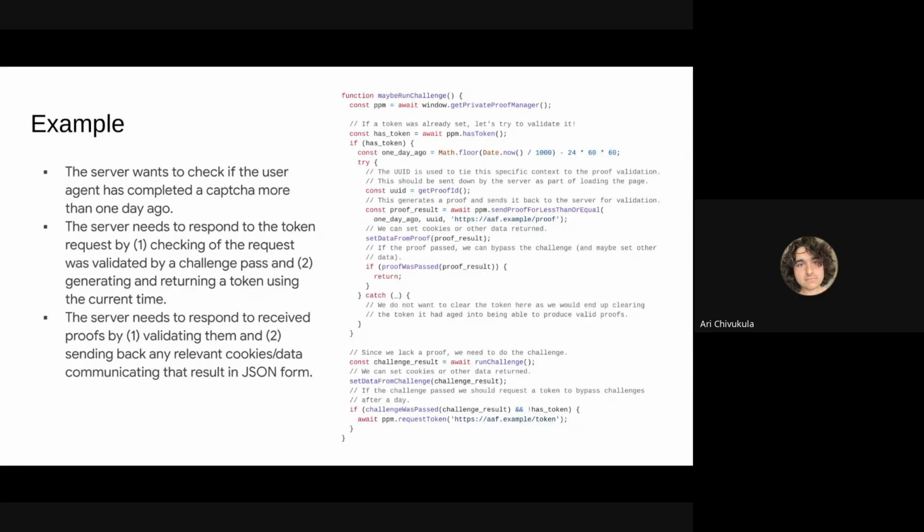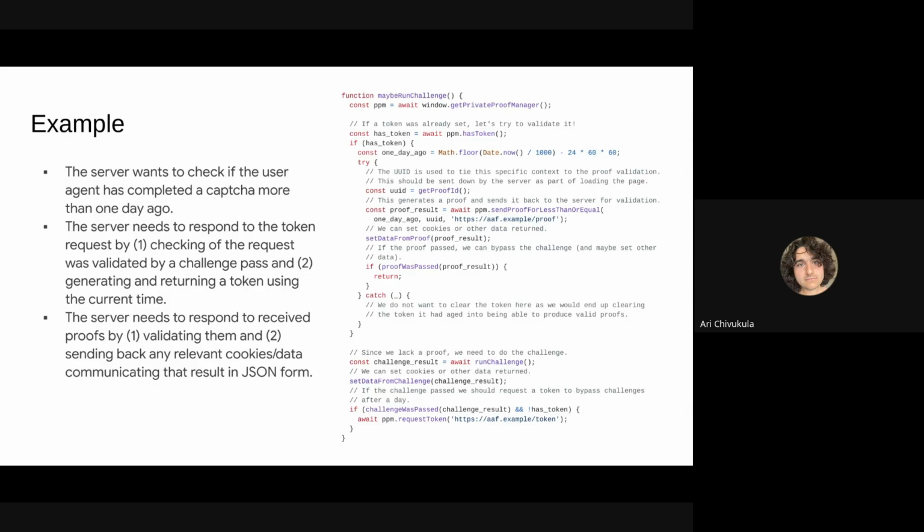It could be cookies or some other data in order to make a decision about continuing. If the proof successfully passed, then maybe we can bypass a challenge and no further actions needed. Otherwise, if the challenge couldn't be bypassed or if a token wasn't set, then we're going to run a challenge, set some data based on that challenge, to validate this context to move forward in whatever flow it was a part of, be it a purchase or maybe liking a comment on social media or something else. And if the challenge was passed, then it could make sense to request a token.